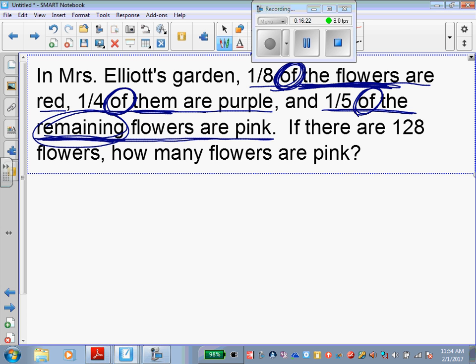Okay, it means, and yes, you're right there on the edge of it. It means 1/5 of what is left are pink. So you have to figure out, what are two things that you have to figure out before you can even get to that pink part? Alyssa: How many red and purple flowers there are? You have to figure out how many red and how many purple flowers there are before you can even get to figuring out how many pink flowers there are.